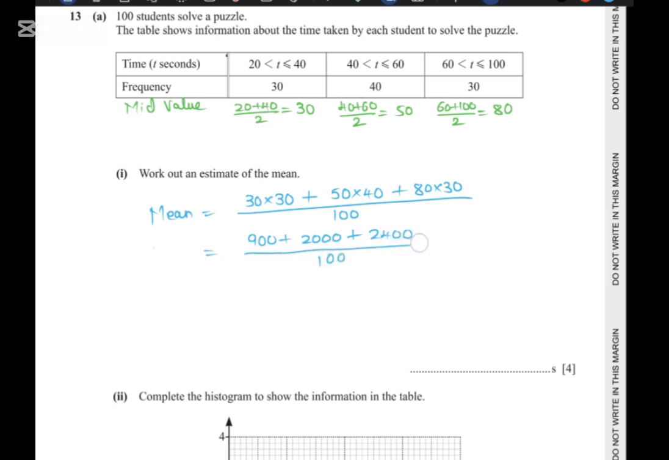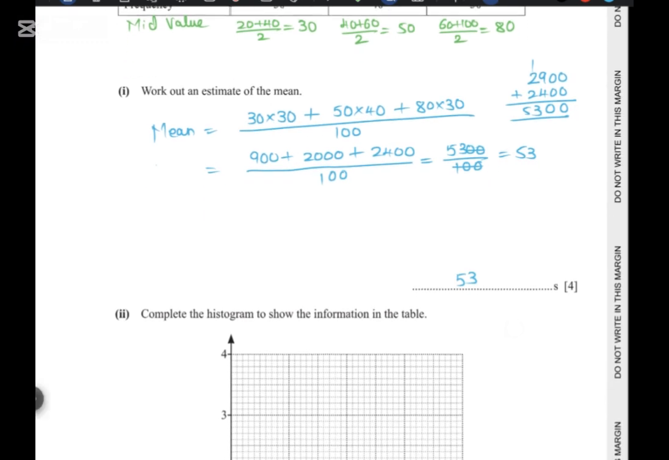Find out the total. 900 plus 2000 is 2900, and 2400 I'm adding here. You get 5300. So 5300 by 100, you cancel the zeros, you get 53. So the mean is 53 here. Question number 1 is done in A. Now question number 2 in A.